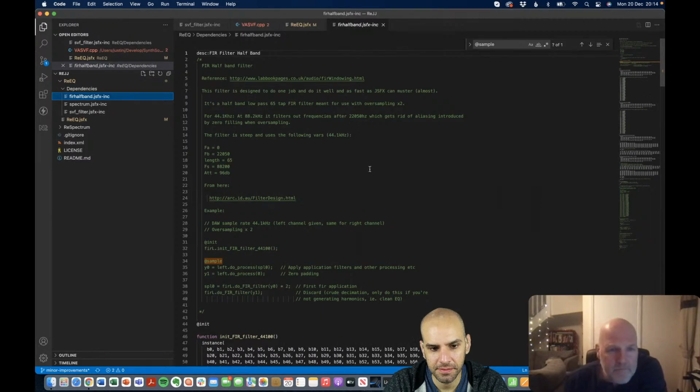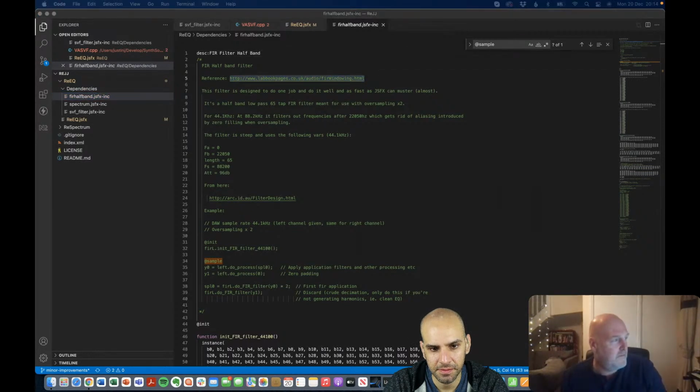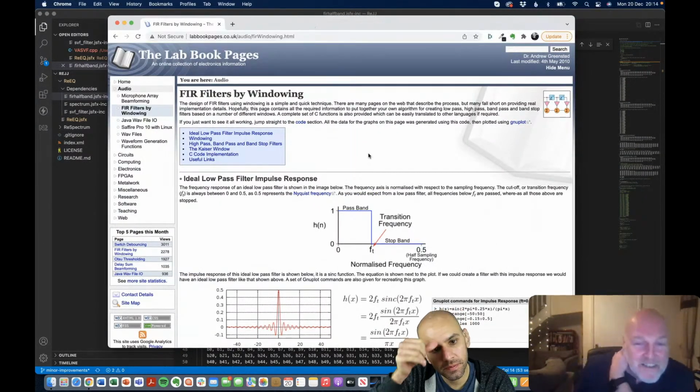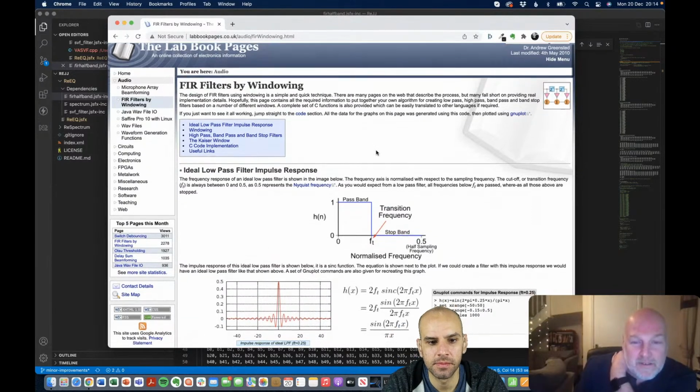A reference here. Let's see where that. A refresher for me. There we go. It's a really good idea to put these links in your source code, actually, to sort of jog memory. Yes. There we go. This says it all, really. So this was a good reference.